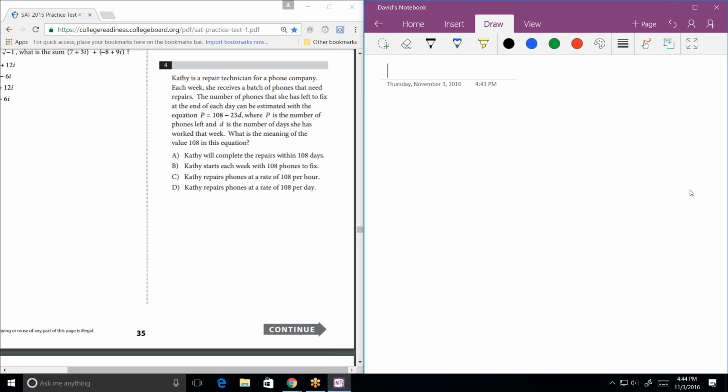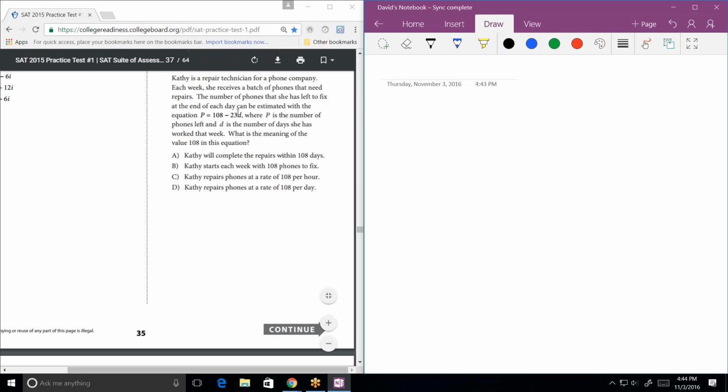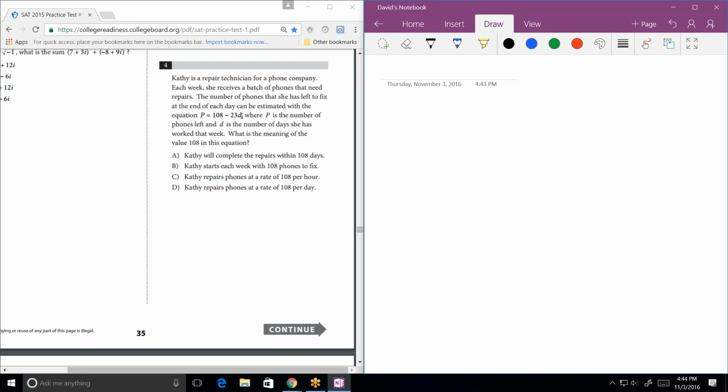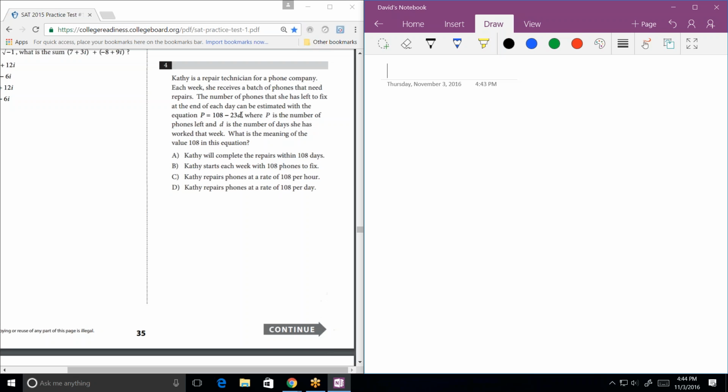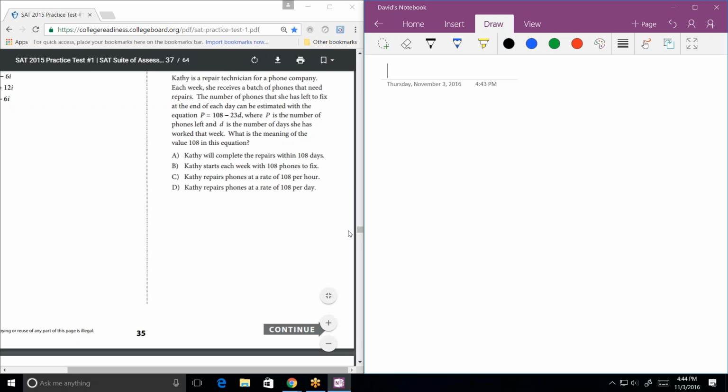Kathy starts each week with 108 phones to fix. Yes, because if D was 0, which is what it would be when she starts the week, you've got 108. And as she works, she does 23 a day. After day 1, she's got 108 minus 23, and so forth. Okay.